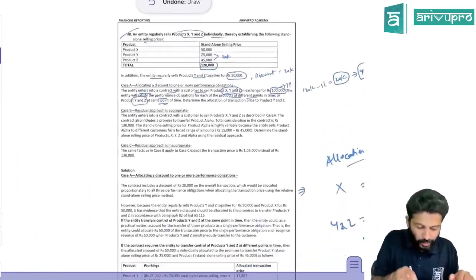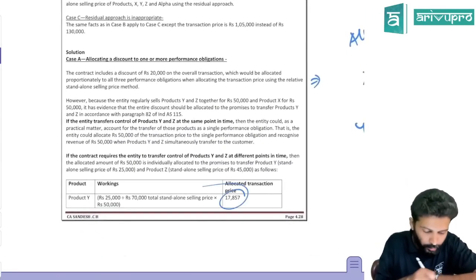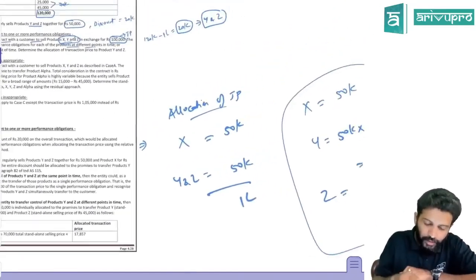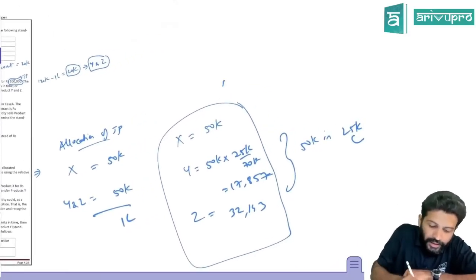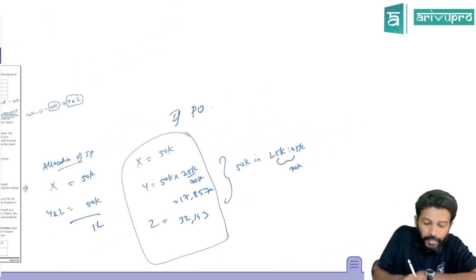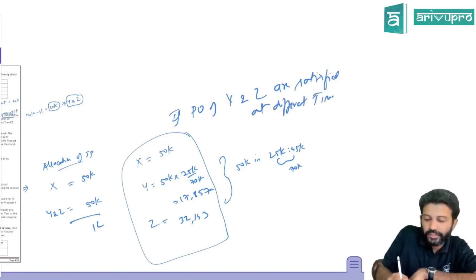That's where they've stopped the solution here. Okay, in fact, that also they've given here. Check. If you want to allocate, you will allocate it like this. For Y, you will allocate 17,857. If in the problem they say the performance obligation of Y and Z are satisfied at different times, then you need to give this breakup.